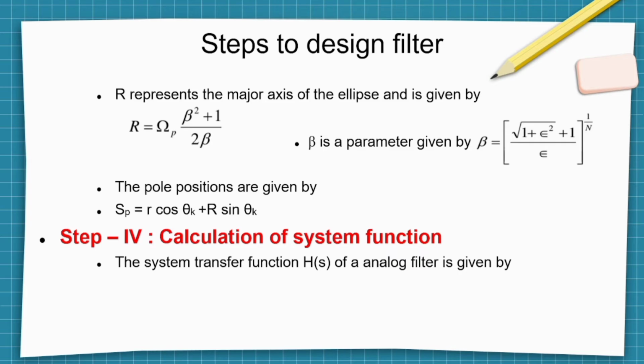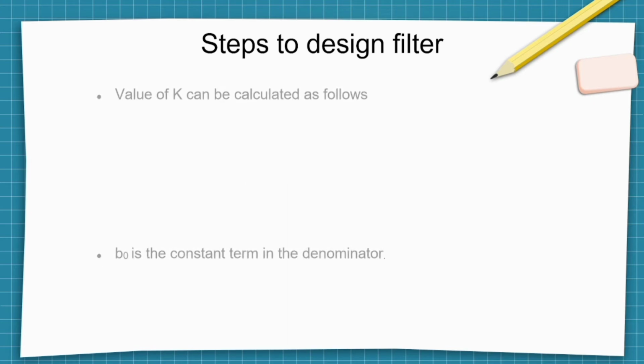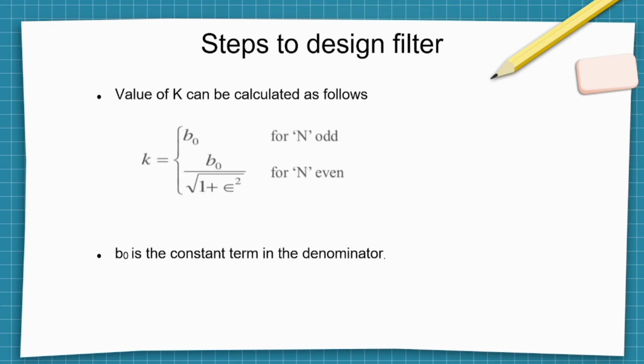Step 4 is the calculation of the system transfer function. The system transfer function H(s) of an analog filter is given by H(s) is equal to k by (s minus s0)(s minus s1) and so on. Here s0, s1, s2 are the poles which are calculated in the previous step. The value of k can be calculated as follows. k is equal to b0 when n is odd and k is equal to b0 by root over 1 plus epsilon square when n is even. b0 is the constant term in the denominator which is formed by multiplying all the poles.